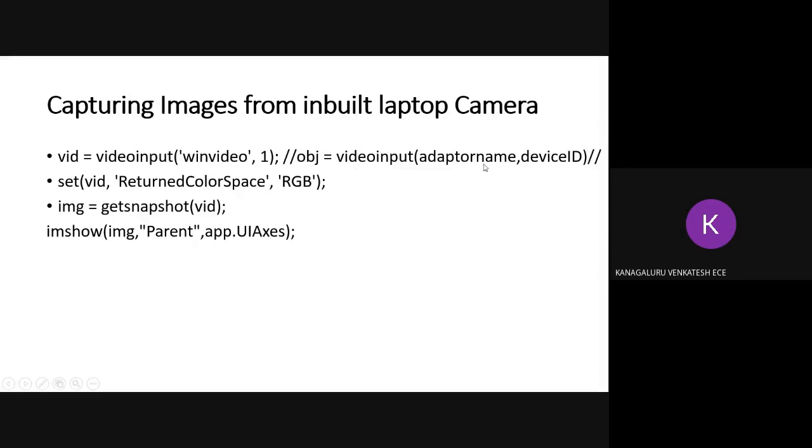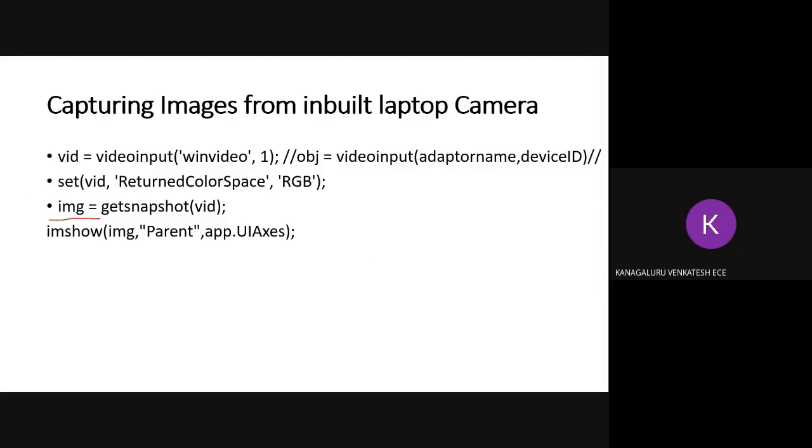Okay. So if you simply type these lines, and then I'm setting, I need an RGB image. I need to capture an RGB image. So I'm just setting it: set VID, because in VID only I have my live image, and then I'm setting that to the color space of RGB. So I will get an RGB image. I will get a snapshot of that by using getsnapshot. This is the syntax for this.